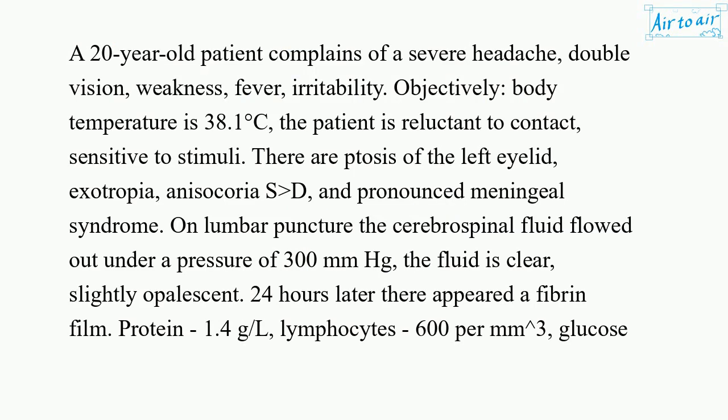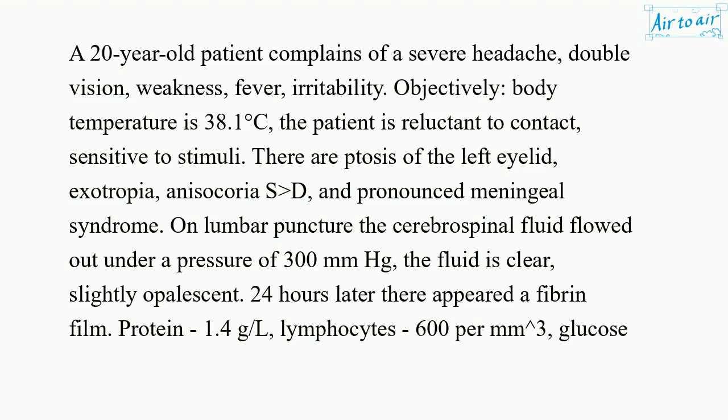A 20-year-old patient complains of a severe headache, double vision, weakness, fever, irritability. Objectively, body temperature is 38.1 degrees C. The patient is reluctant to contact, sensitive to stimuli. There are ptosis of the left eyelid, exotropia, anisocoria S greater than D, and pronounced meningeal syndrome.